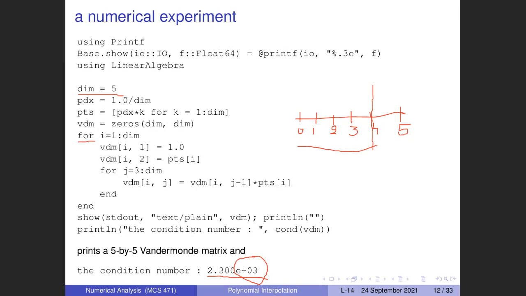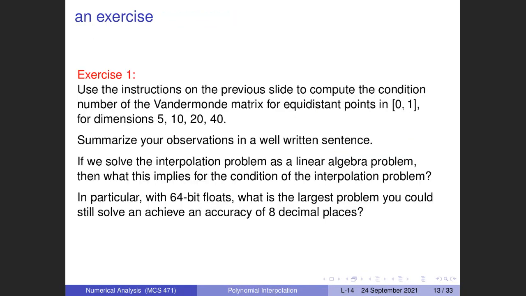You see how the van der Monde matrix gets constructed in a double loop. And we compute all the powers of the points. So you will use this code in the following experiments. So for 5, we already lost 3 decimal places. What happens if you do this for 10, 20, and 40?